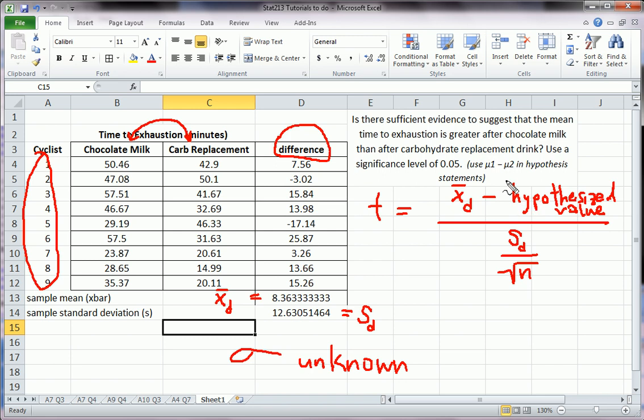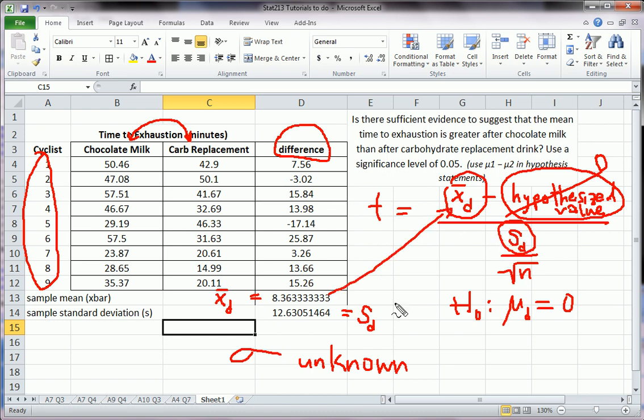For most examples, the hypothesized value is going to be 0 in these scenarios, because typically we're interested in, is there a difference? And then in what direction is that difference? So if you recall from H0, the null hypothesis was that mu d equals 0. And in hypothesis testing, once you begin to do the test, you assume that the null hypothesis is true. So this guy reduces to 0. And this guy is coming from here.